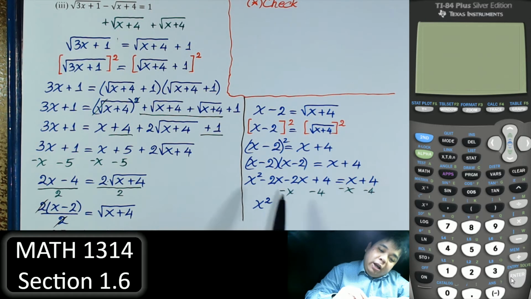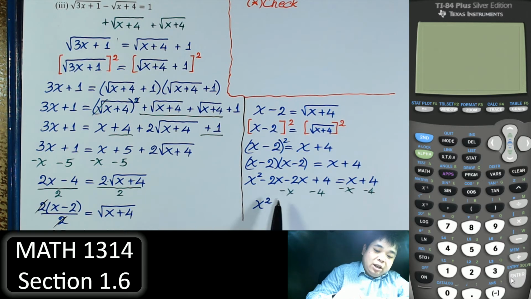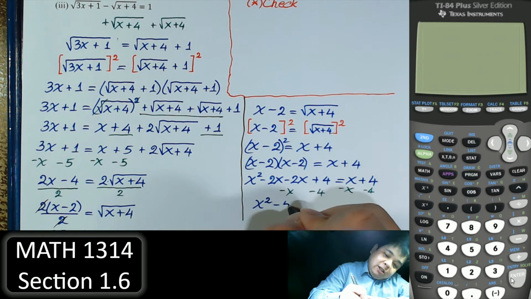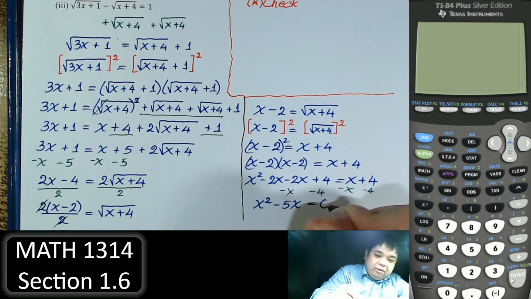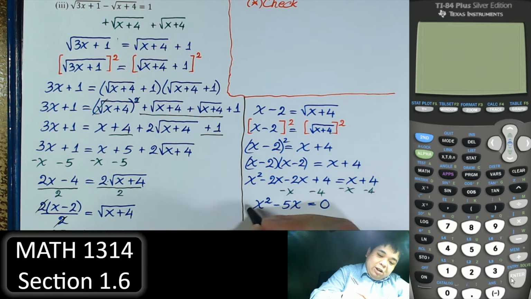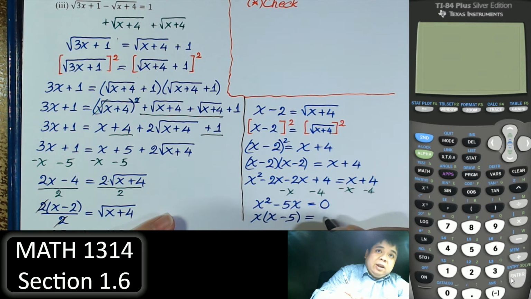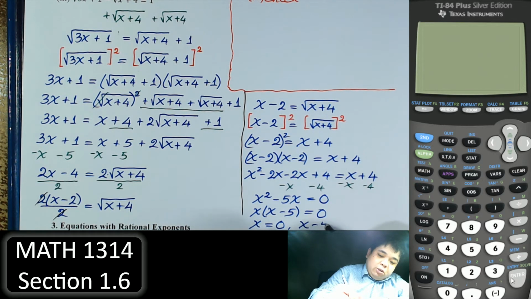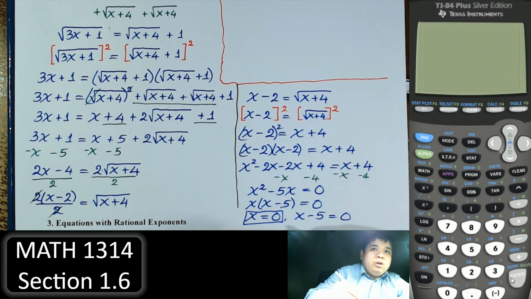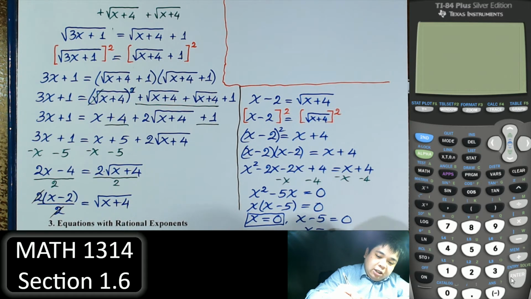We have x squared minus 2x minus 2x minus 4x minus 5x. 4 minus 4 is 0. So that's all we have. This is easy enough. Just factor out an x, and zero product principle: either we have x equal to 0 or x minus 5 equal to 0. So x equal to 0, that's what we have. X minus 5 equal to 0, just plus 5 on both sides, x equal to 5.